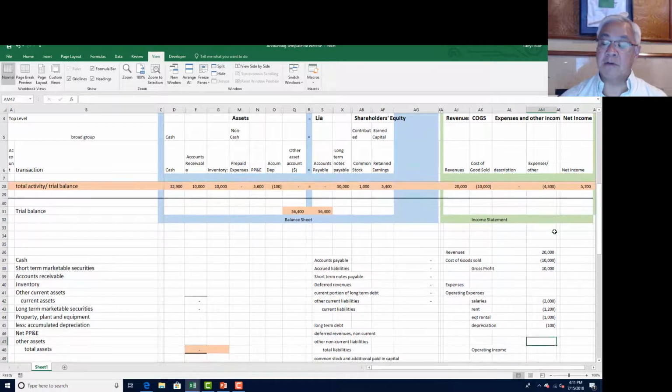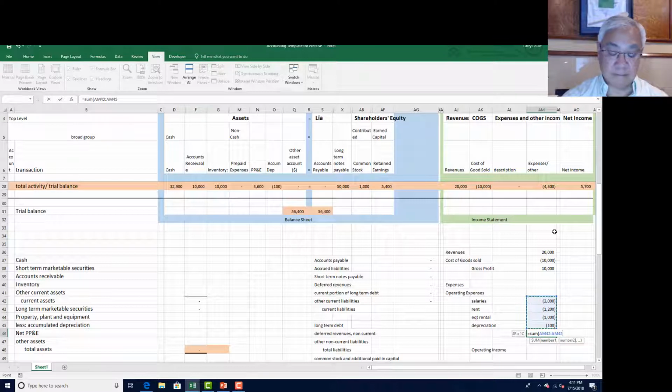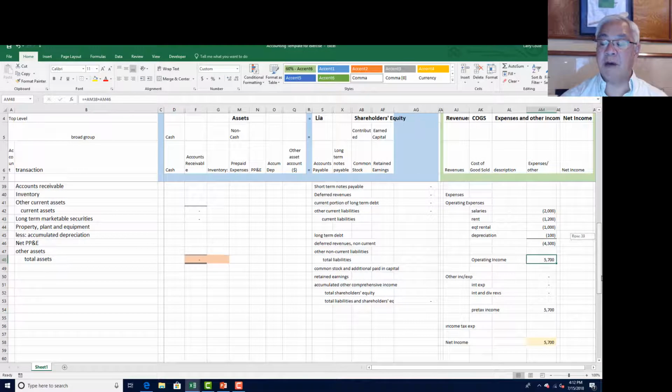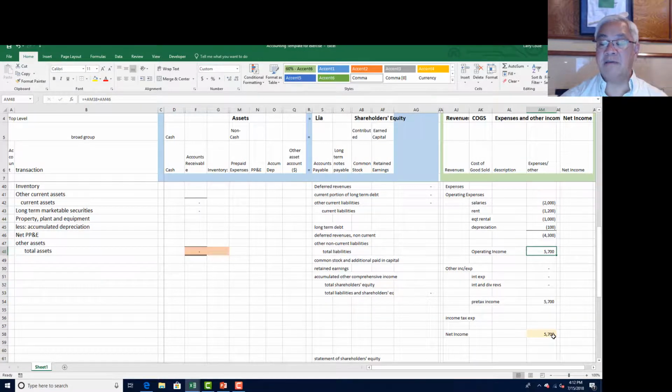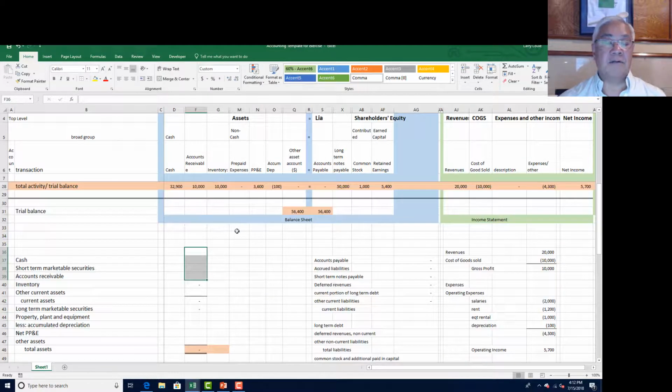So now we have total expenses. So we have operating income of $5,700. We have no other items at this point, so our net income is $5,700. Later on, we'll do a provision when it gets close to year end for income taxes. All right, let's do our balance sheet.